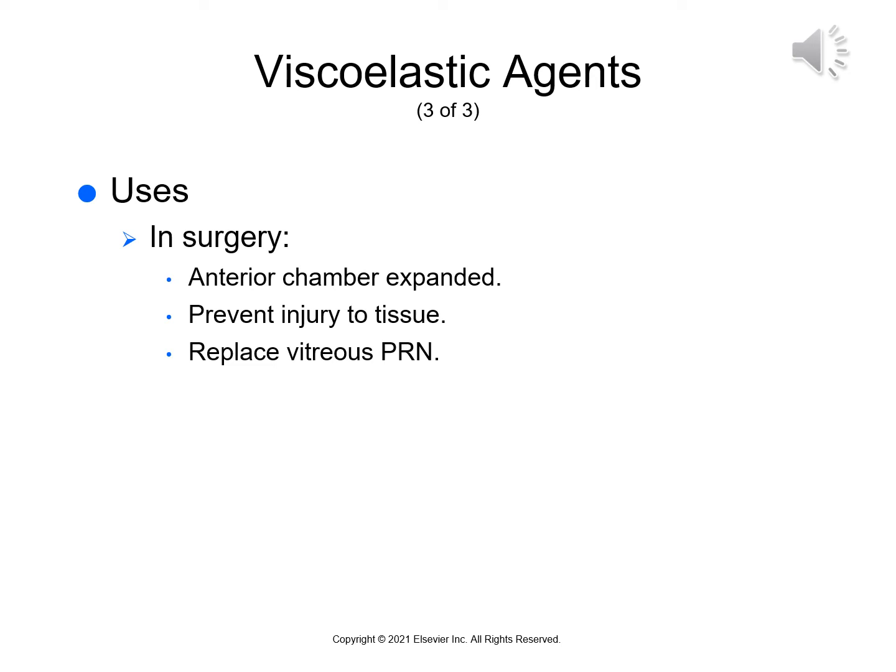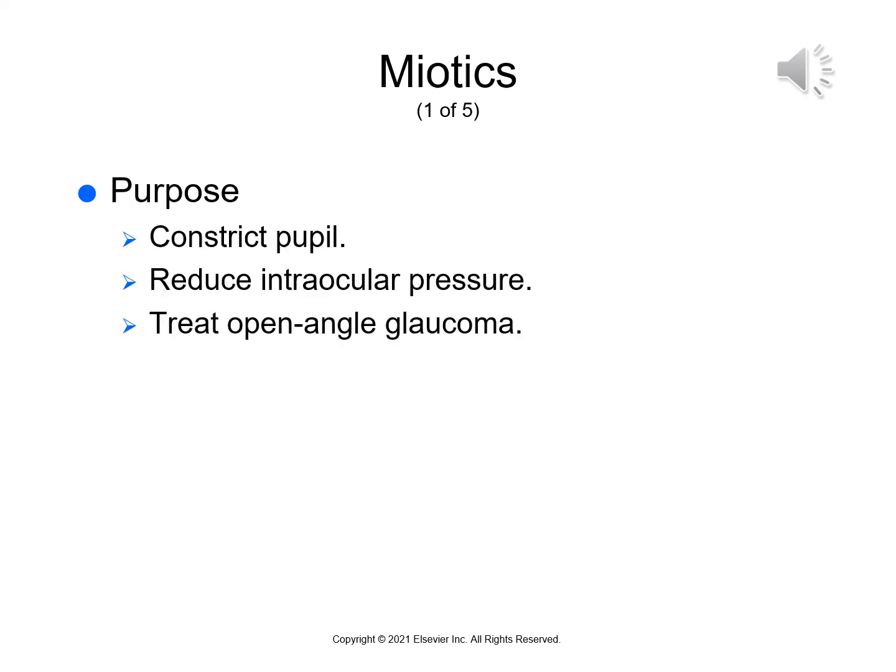Okay, so again, viscoelastic agents are no longer considered just medications used to maintain space and coat ocular tissues. They are an integral part of cataract surgery and are being used with the newer techniques. All right, next is miotics. Miotics are medications that constrict the pupil by stimulating the sphincter muscle of the iris. Because constriction of the pupil, which is miosis, reduces IOP, miotics are frequently used in short-term treatment of glaucoma.